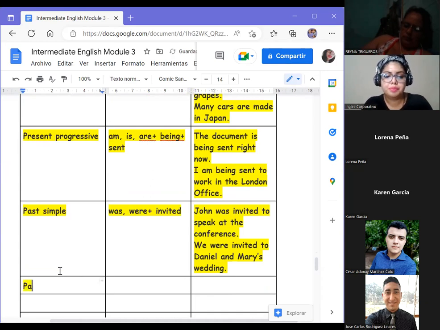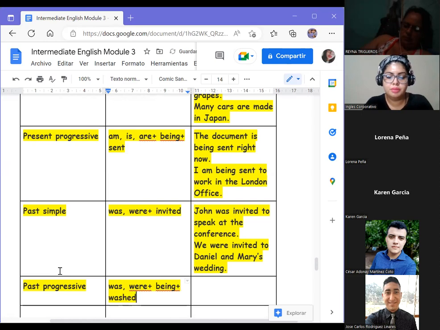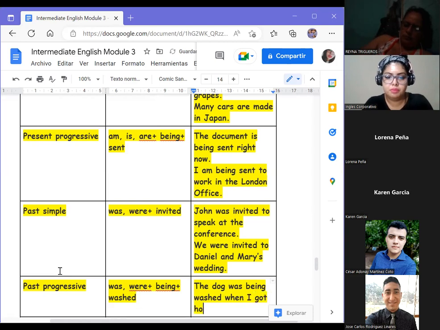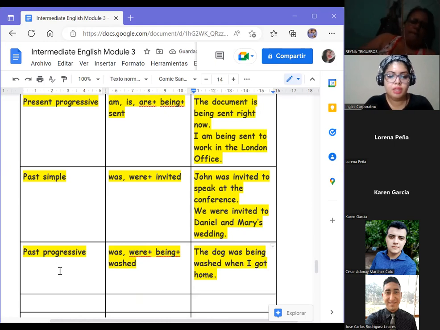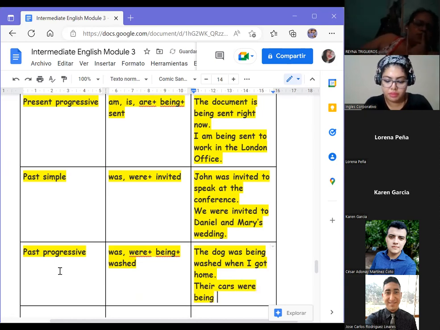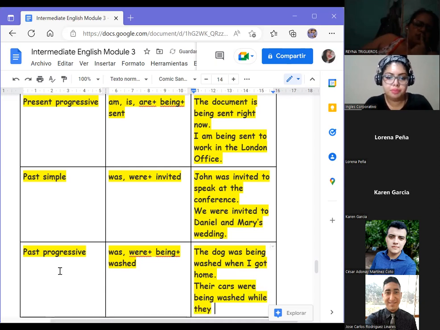Then we have past progressive. And we have again was and were, plus being again, plus the verb, and in this case, washing. And we have here, the dog was being washed when I got home. And then the cars were being washed while they were in the mall shopping.